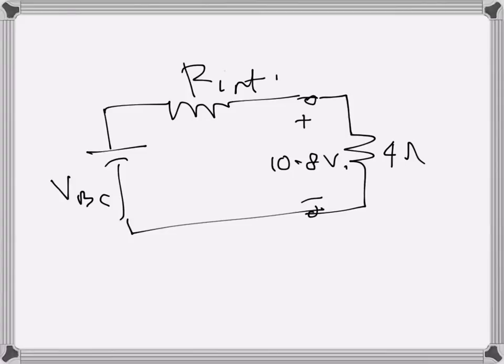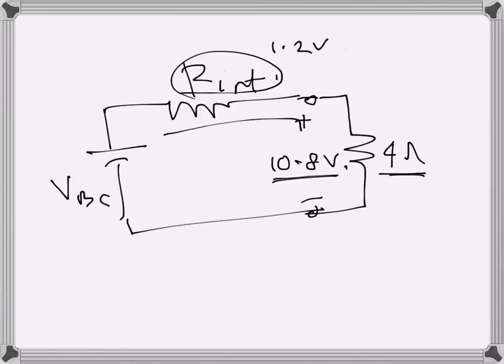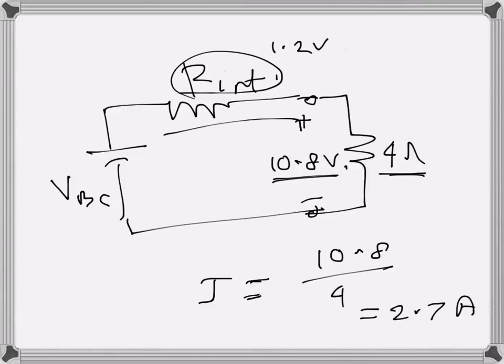So the remaining voltage, 12 volts minus 10.8 volts, is dropped here. So the voltage drop is 1.2 volts, and since this is 10.8 volts and we know the resistance, we actually can find the current. What is the current the battery is supplying? That will be the voltage 10.8 divided by 4, so that's 2.7 amps. So that's the value of the current.